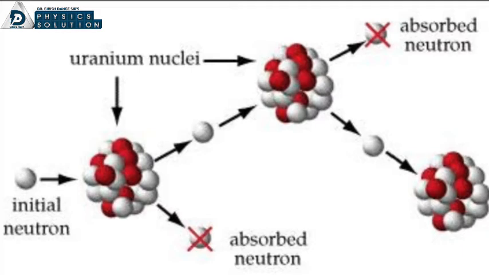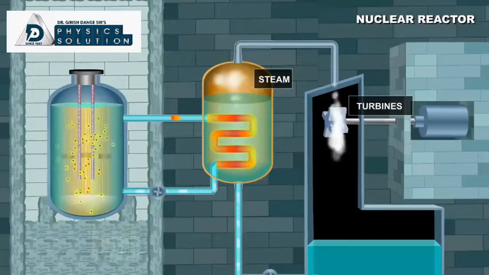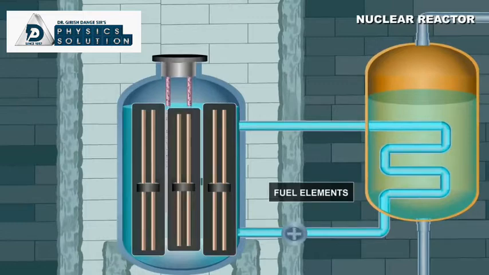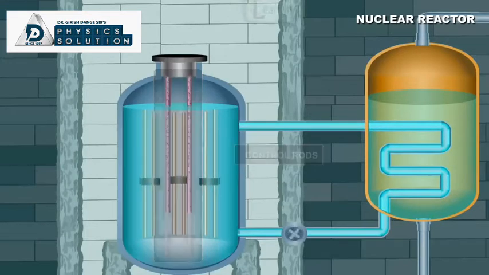To control the chain reaction, boron and cadmium rods are used, which absorb the neutrons, and along with this, heavy water such as H2O, D2O, where D stands for deuterium, which is an isotope of hydrogen, is used to slow down the speed of neutrons. So these are some methods by which we can control the chain reaction of a nuclear reactor. It consists of fuel elements, moderator, and control rods.